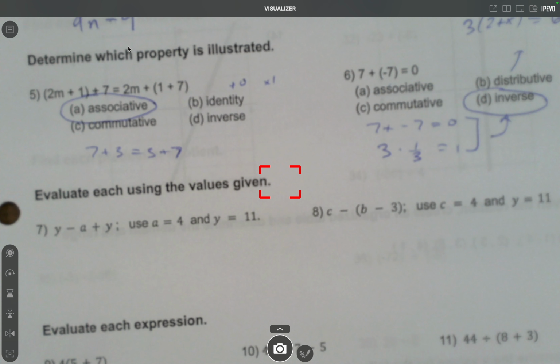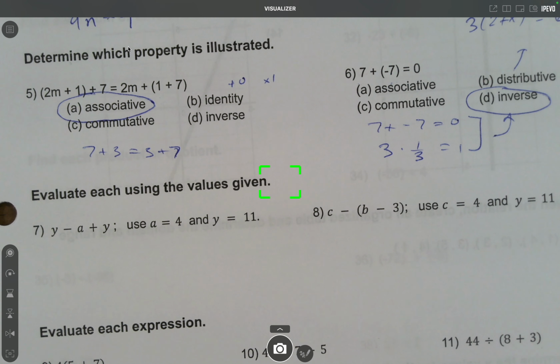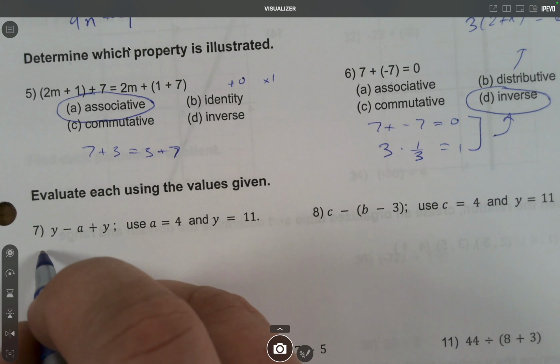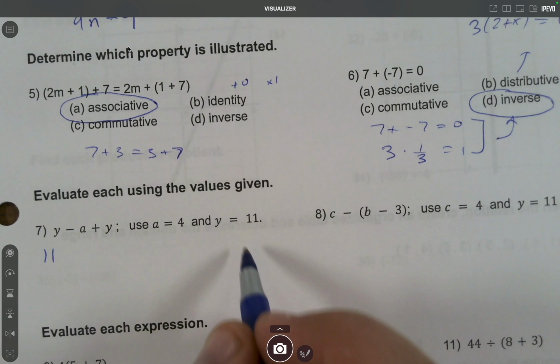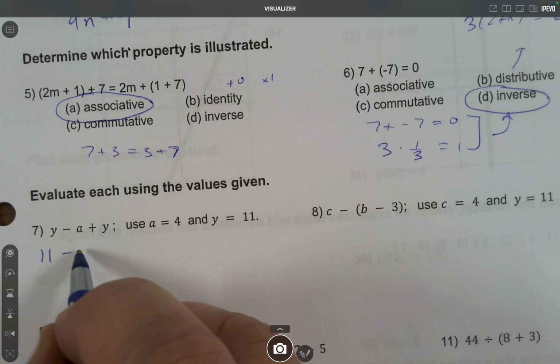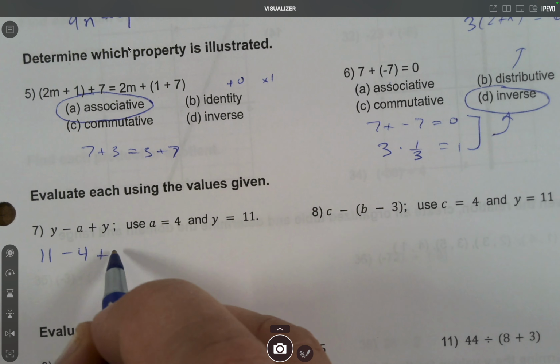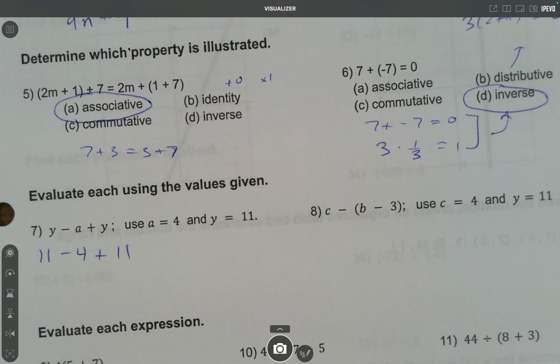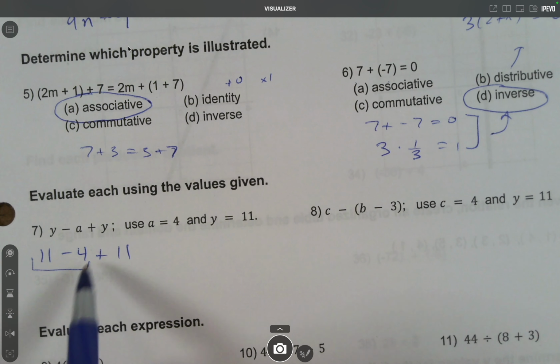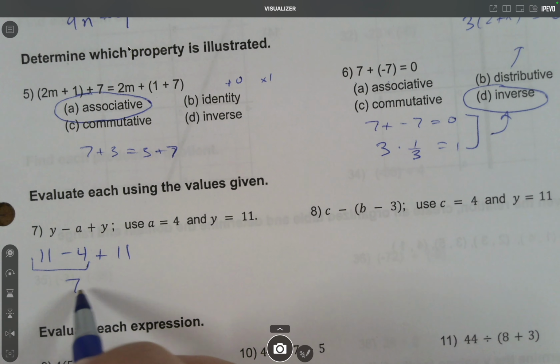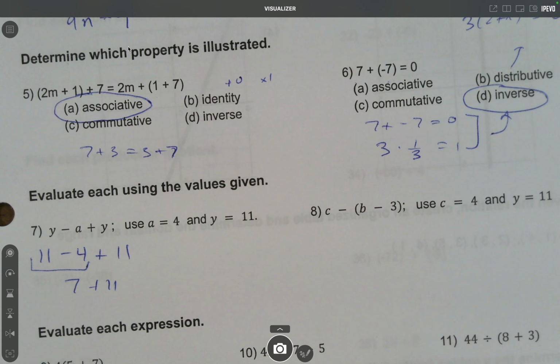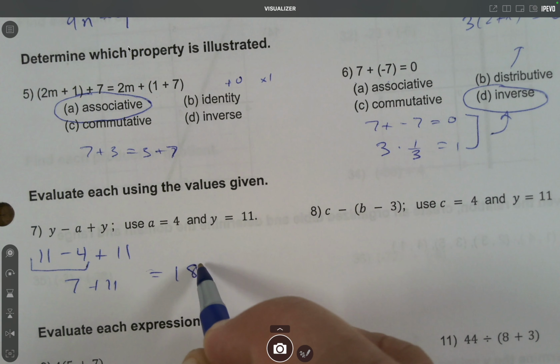Number 7, we plug in 4 for A and 11 for y. So I do 11 for y, 4 for A, 11 for y. So I suggest you just do things in order. So do 11 minus 4 first, which is 7. 7 plus 11 is 18.